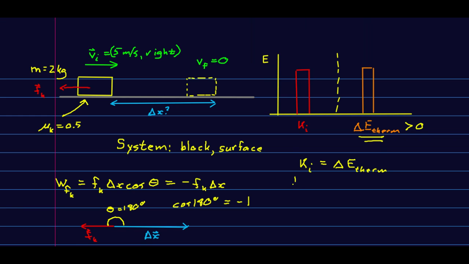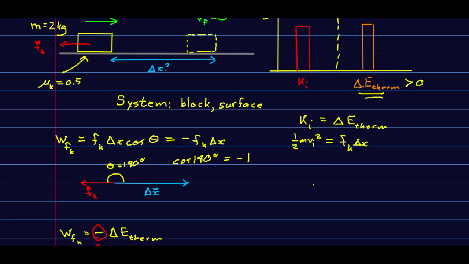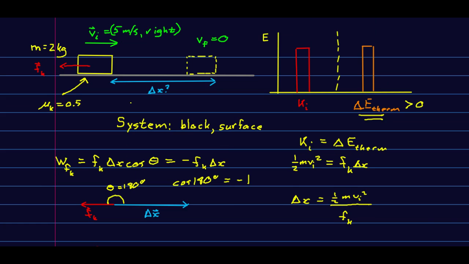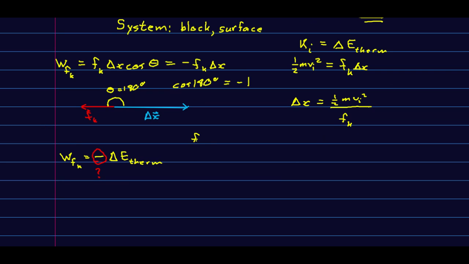So now I'm pretty much done. A half m vi squared equals the positive of this, Fk delta x, and we can now solve for delta x. It's just a half m vi squared over Fk. This is one of these simple cases where we're on a flat surface and nothing's accelerating up or down. And so Fk for once is just mu k m g. So we have a half m vi squared over mu k m g.